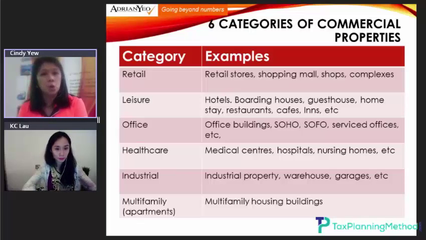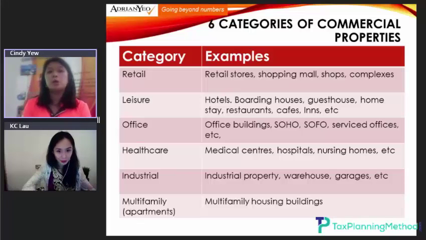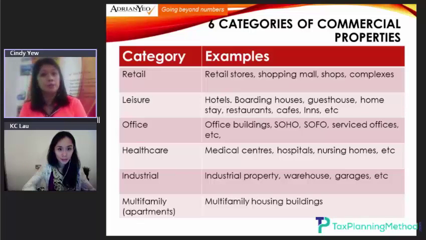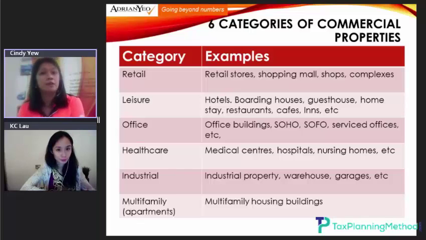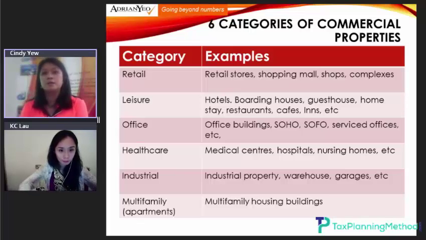You have to check what the usage of the SOHO is and what the approved usage by the local authority is, which has already been applied for by the developer. If the developer has already applied that the SOHO is for residential usage, and when you sign the S&P with the developer it is under the HDA Act, then this SOHO is considered for residential purposes and hence this is exempt rated supply.